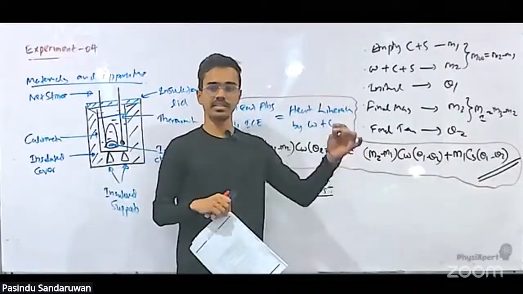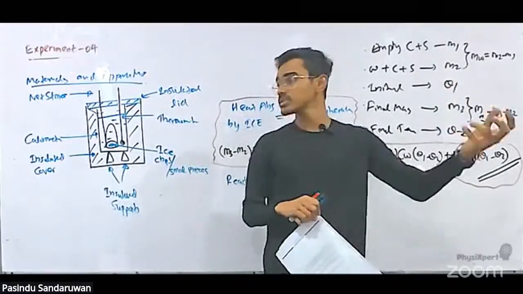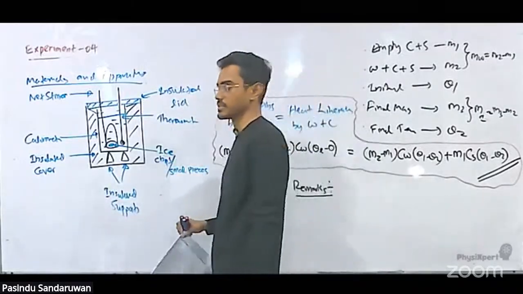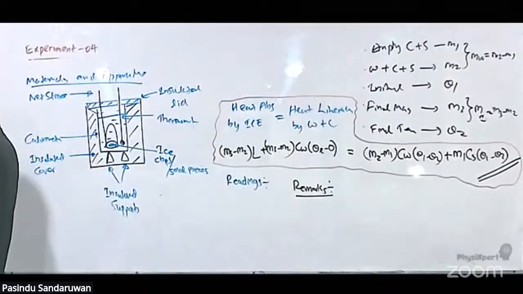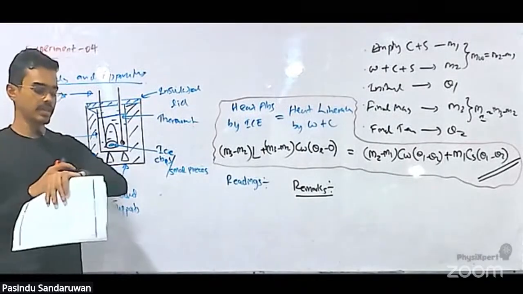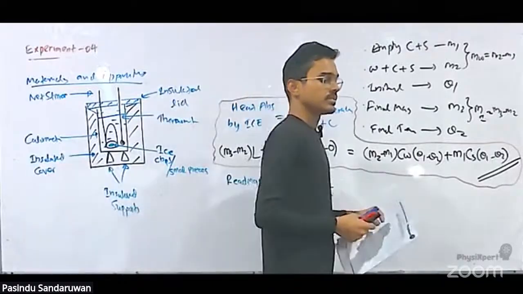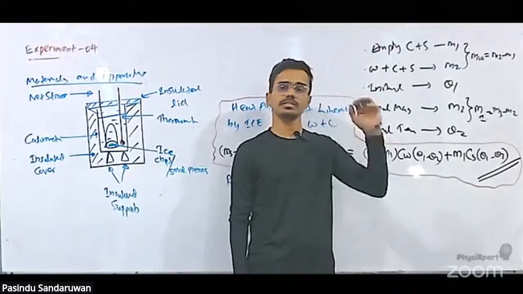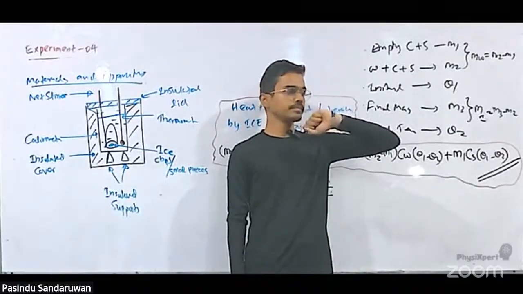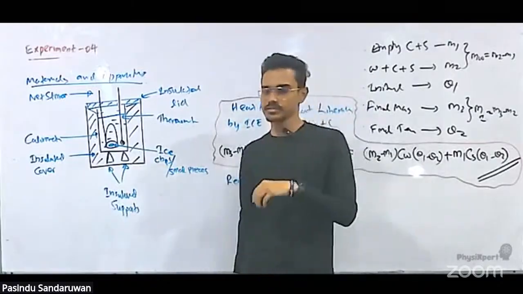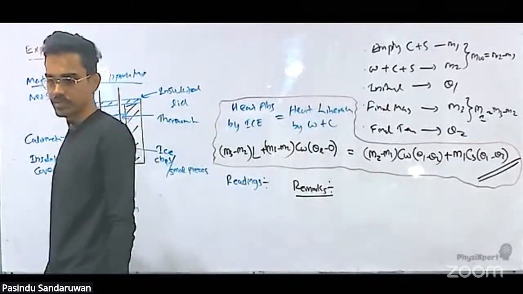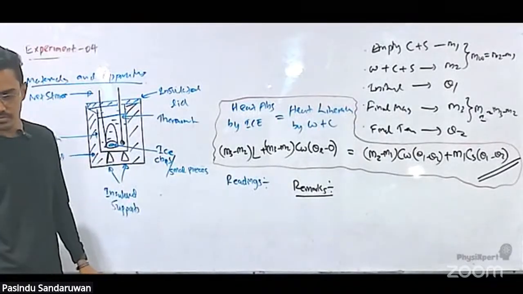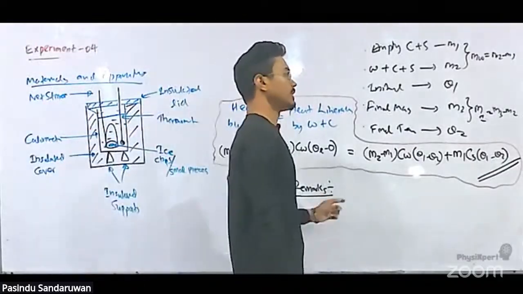If the dew point is exceeded, dew forms on the outer surface. Right? First point, write down. First point: final temperature of system should be greater than dew point.